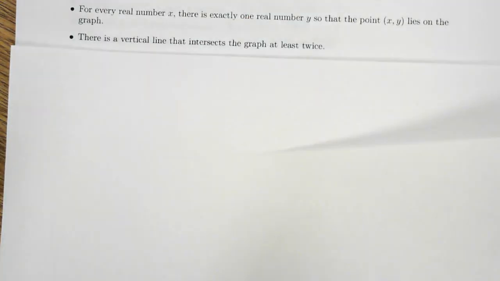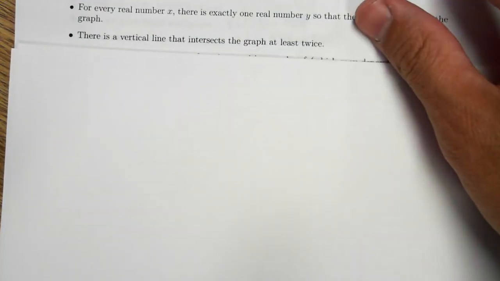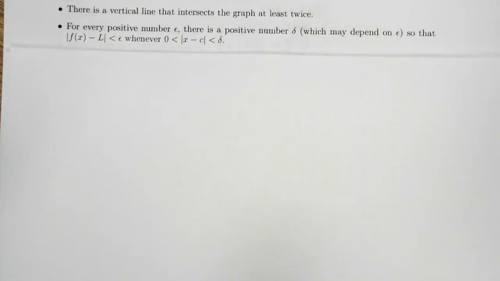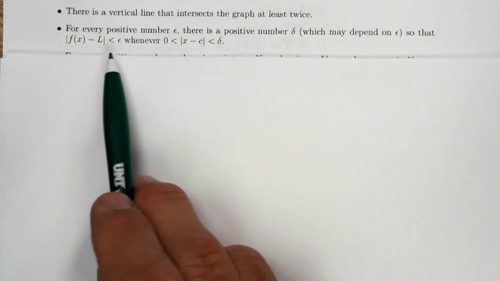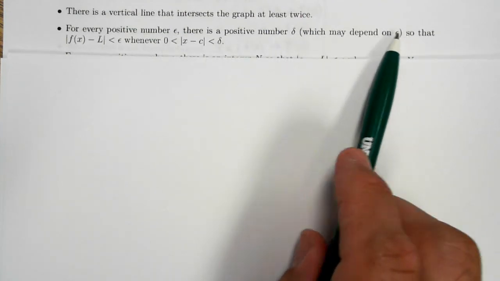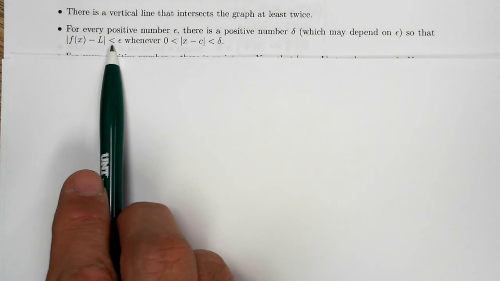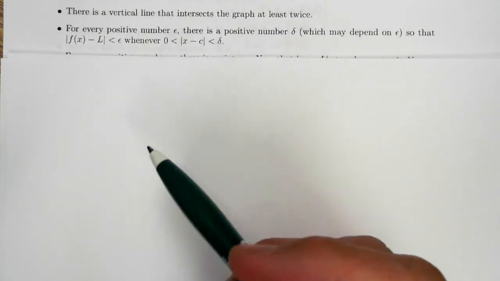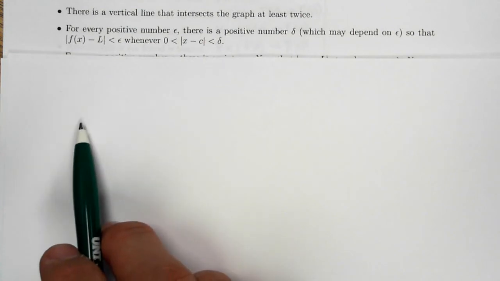Okay. Next, let's take a look at one of two different limit ideas. So you may not recognize this, but this is the idea of a limit from calculus. For every positive number epsilon, there is a positive number delta, such that |f(x) - L| < epsilon whenever 0 < |x - c| < delta. So for this one, there's actually 3 quantifiers.